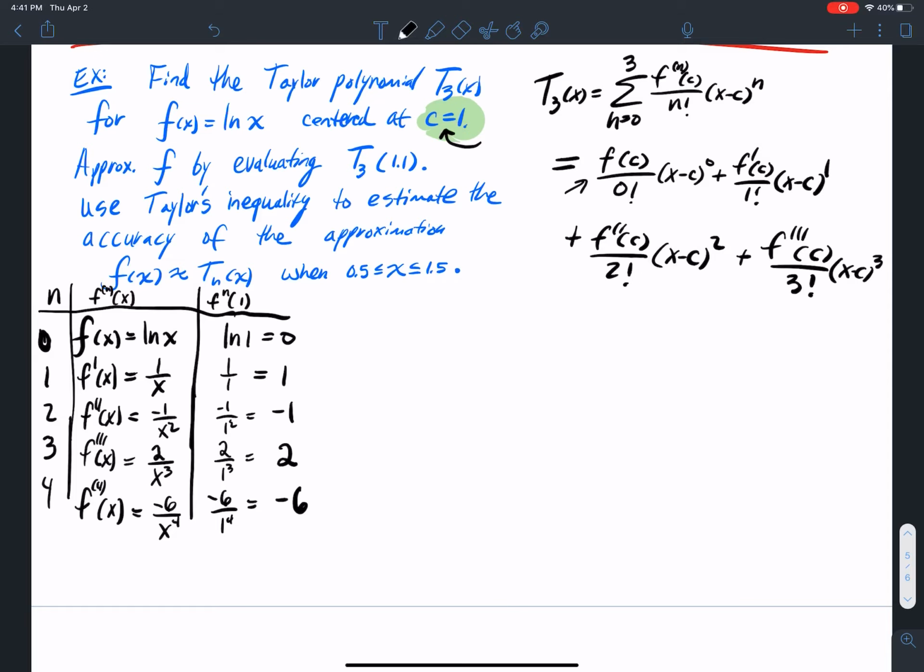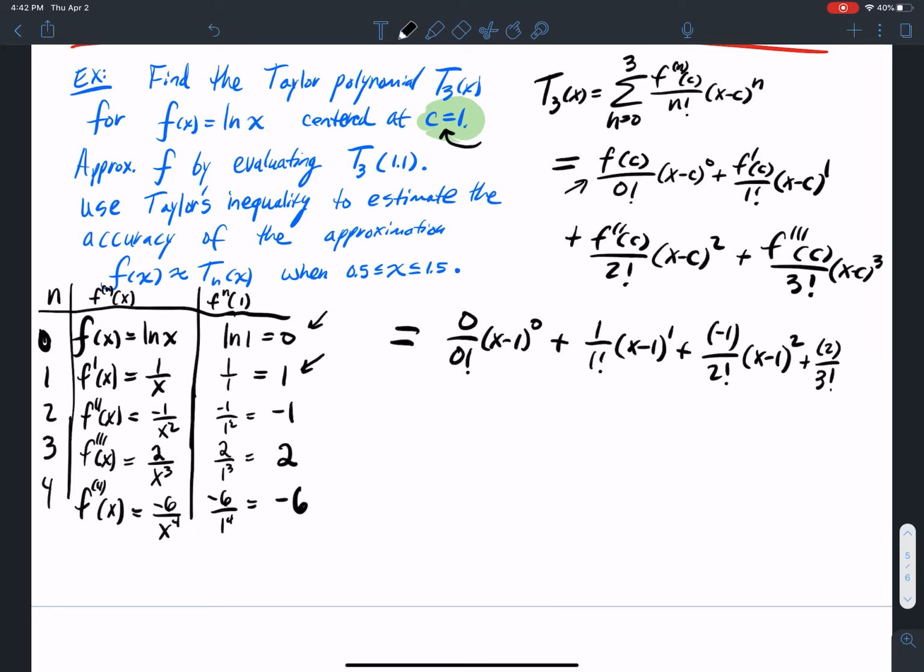So this is going to be equal to what? What is f of c? That's 0 over 0 factorial times x minus, and I'm going to replace c with 1, to the 0, plus f prime evaluated at 1, which is 1 over 1 factorial times x minus 1 to the 1, plus negative 1 over 2 factorial times x minus 1 squared, plus 2 over 3 factorial times x minus 1 cubed.